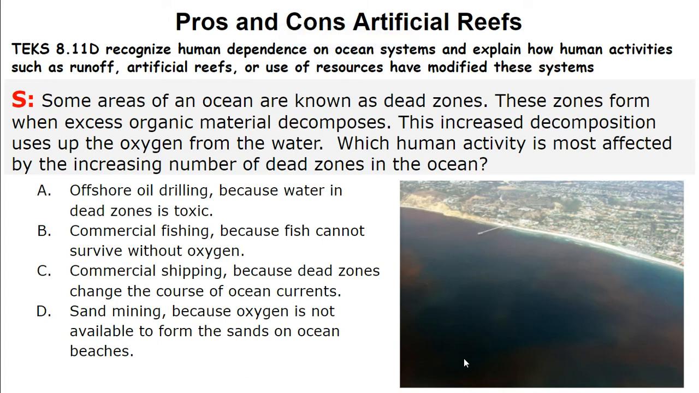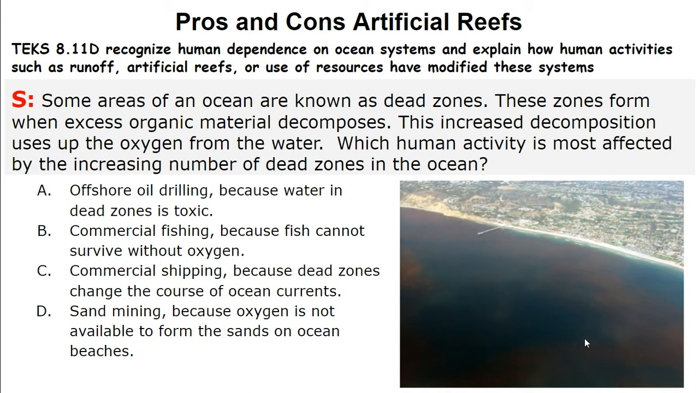Pros and cons, artificial reefs. Today we're going to recognize human dependence on ocean systems and explain how human activities such as runoff, artificial reefs, or use of resources have modified these systems.